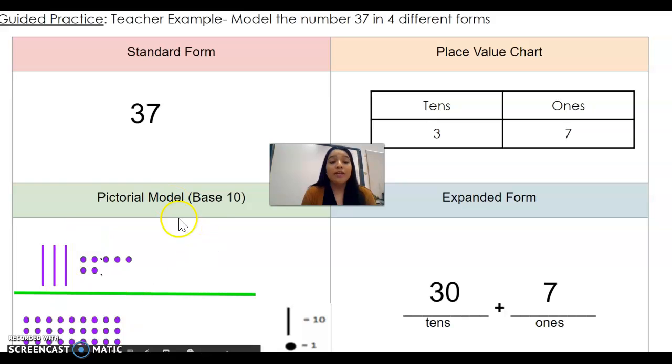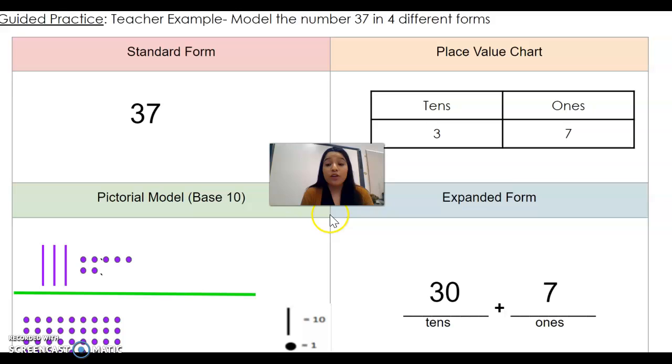Now we model 37 with our pictorial model. So we have 2 ways. We can do 37 ones, or we can draw our tens and our ones. And our place value chart can help with that. So we have 3 tens. So we're going to draw 3 lines because our lines represent our tens. And then we have our ones. We represent the ones by drawing dots. So right here we drew 7 ones.